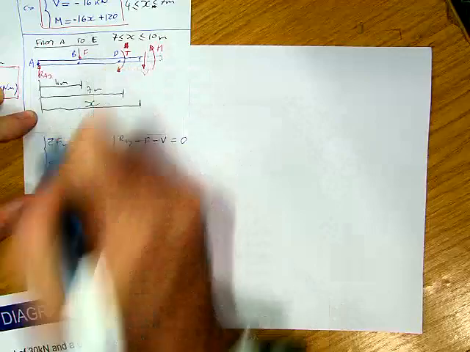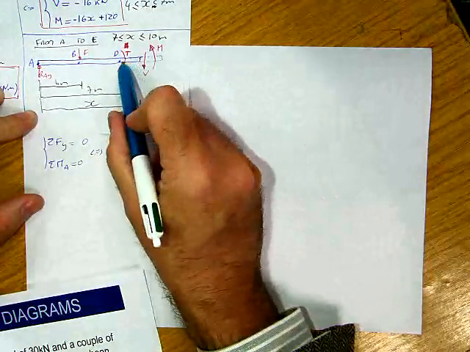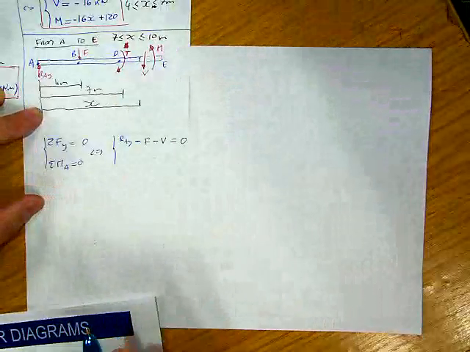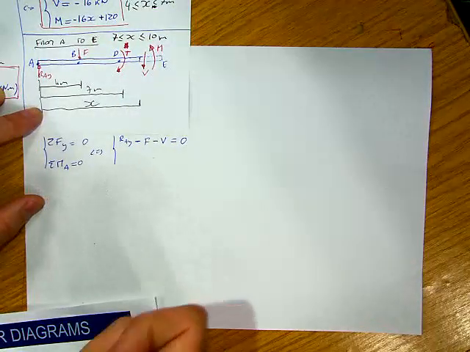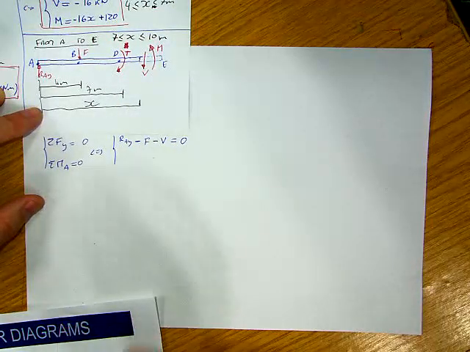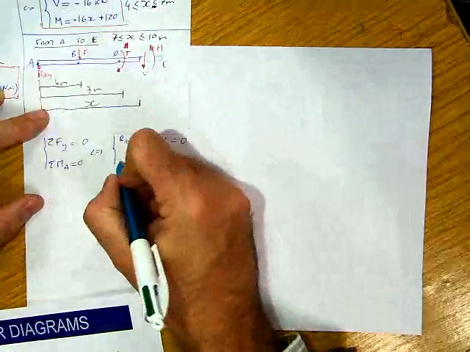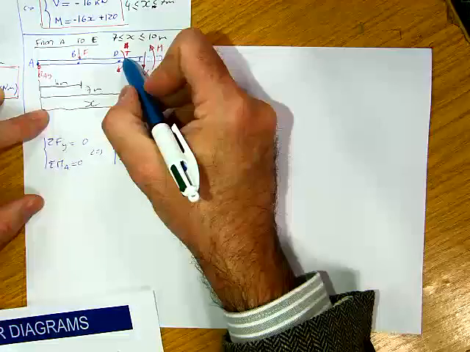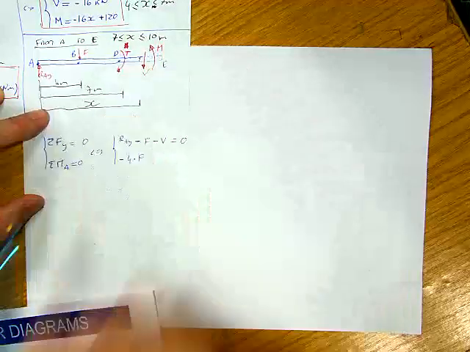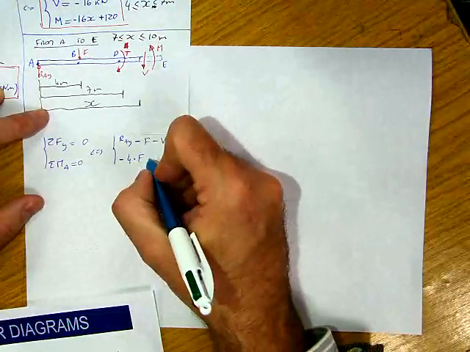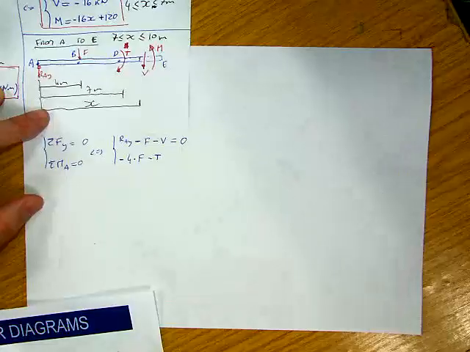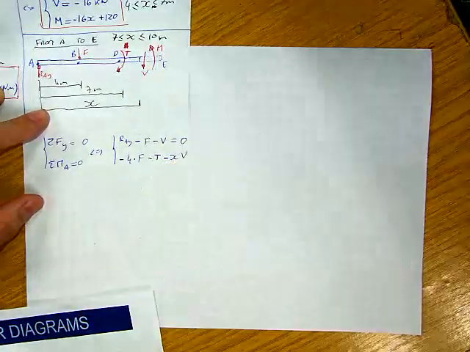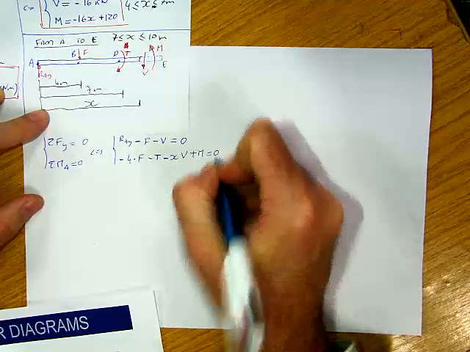And this is X as usual. So it's my variable. It's anything between D and E. That's where I am now. So, sum of the moments about A, what I have is F is negative about A minus 4 times F. The torque is negative as well because it is rotating in the clockwise direction, so it's minus T. And the V is negative as well, minus XV plus M equals to 0.